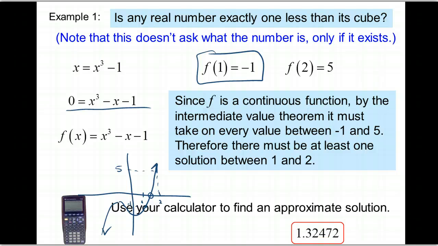If you use your calculator, you can find it approximately. It happens to be an irrational number, and there it is to 5 decimal places. So by the intermediate value theorem, I know it exists because this is a polynomial function. It's continuous on [1, 2], and so it takes on every y value between f of 1 and f of 2, or every y value between -1 and 5. 0 lies between -1 and 5. So therefore, there's an x value that makes this equation true. Okay? It's existence. We had to use our calculator to find out what the approximate value was.